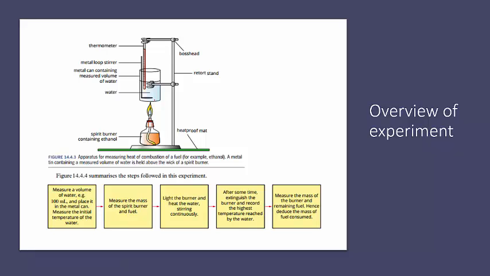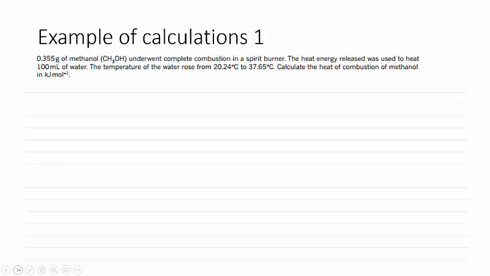Okay, so we know how much water is in the can, we've weighed the burner, and then it's just a matter of lighting the burner and allowing the fuel to burn for a period of time. It actually doesn't really matter how long you let it burn for. After that you blow out the flame. You need to weigh the burner again, and the mass is going to have decreased because some of the fuel has burnt.